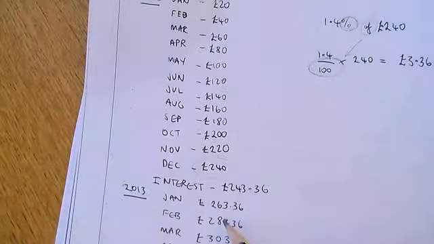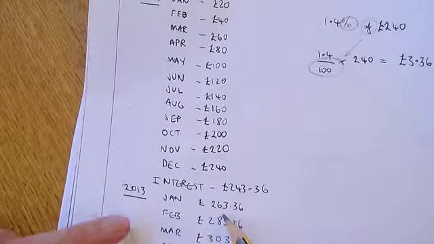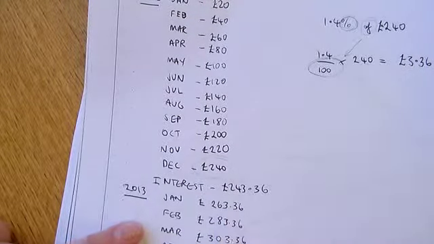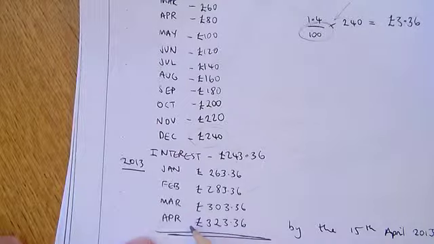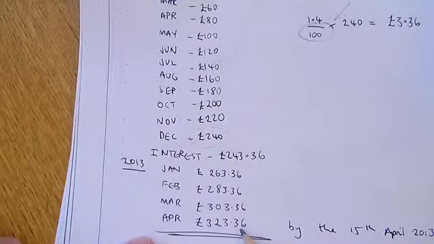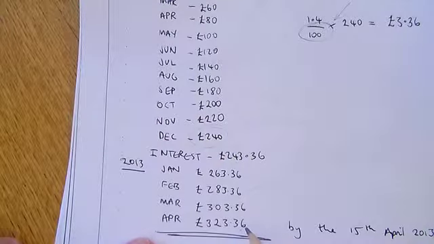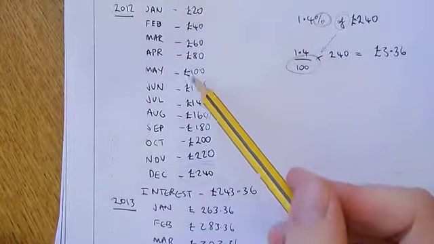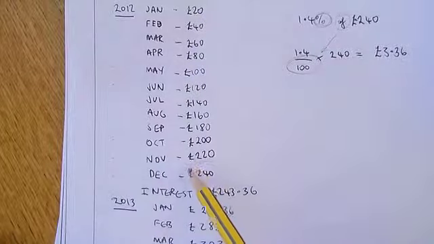And I just reread the question. It said on the first day of every month. So by the 15th of April, she will have actually paid in April's money as well. So it came to a total of £323.36. The quicker way around it was to notice there are 12 months in a year.